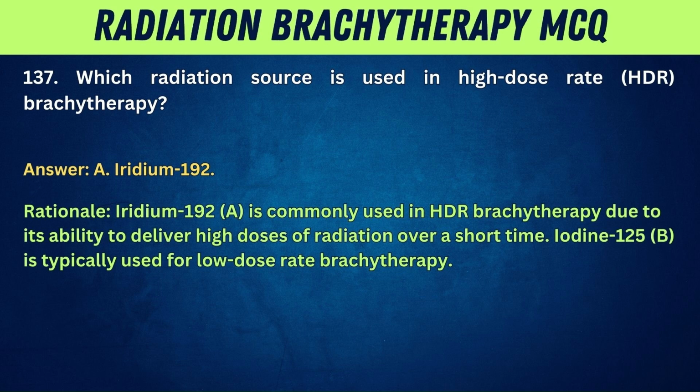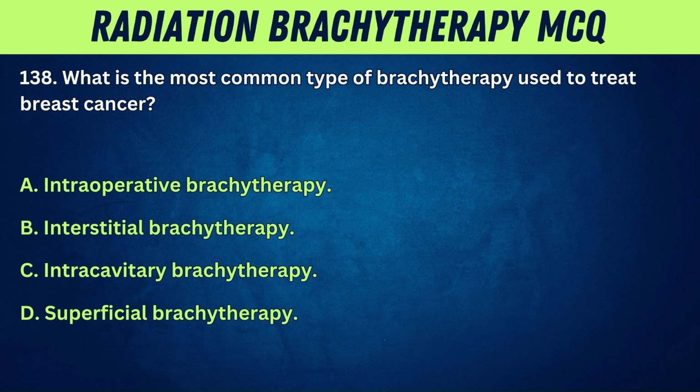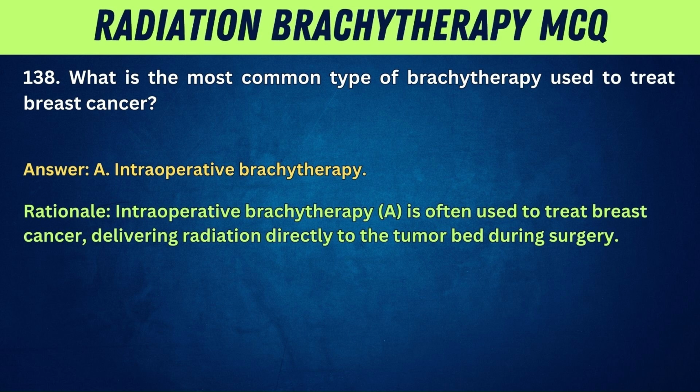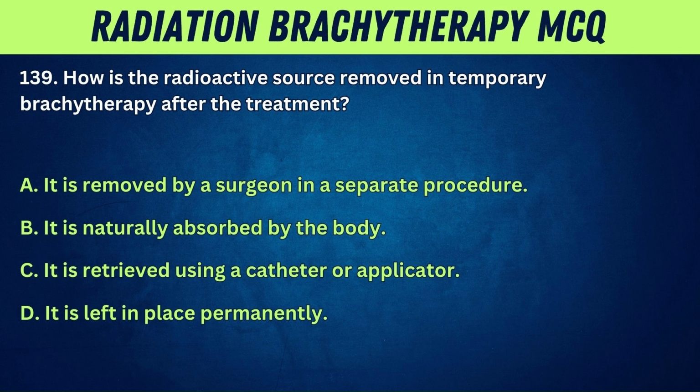Iodine-125 is typically used for low-dose rate brachytherapy. 138. What is the most common type of brachytherapy used to treat breast cancer? A. Intraoperative brachytherapy. B. Interstitial brachytherapy. C. Intracavitary brachytherapy. D. Superficial brachytherapy. Answer: A. Intraoperative brachytherapy. Rationale: intraoperative brachytherapy, A, is often used to treat breast cancer, delivering radiation directly to the tumor bed during surgery.